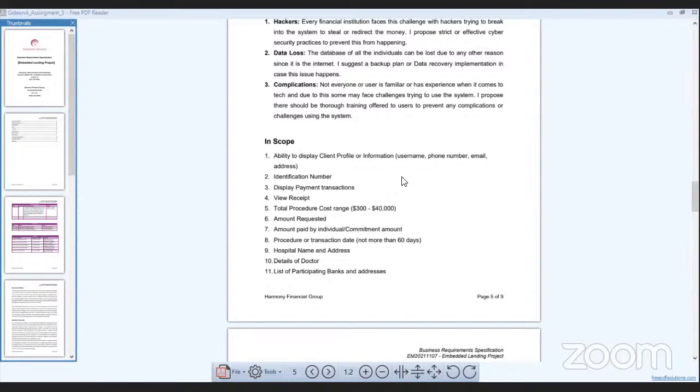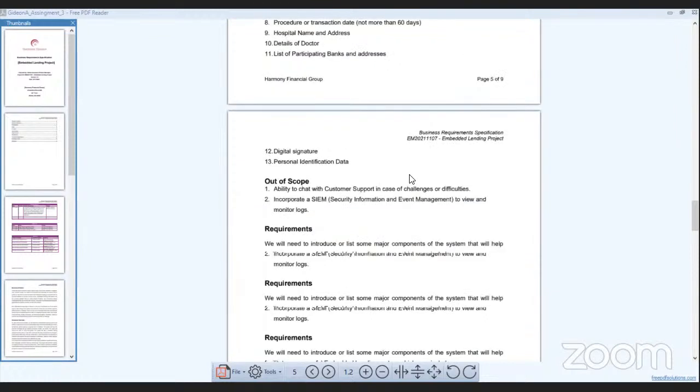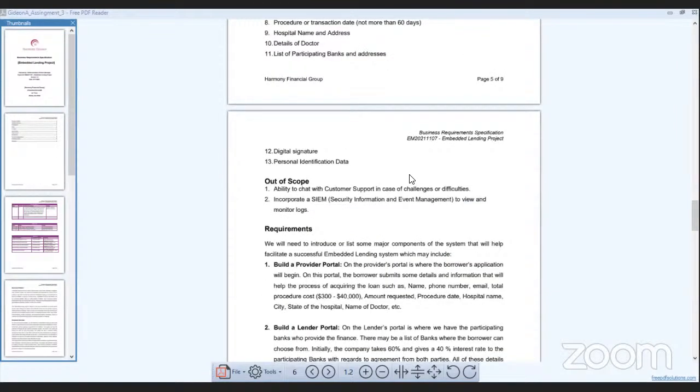Procedure on transaction date, not more than 60 days. Hospital name and hospital address, details of the doctor, list of participating banks and addresses. And also a digital signature should be implemented and personal identification data.